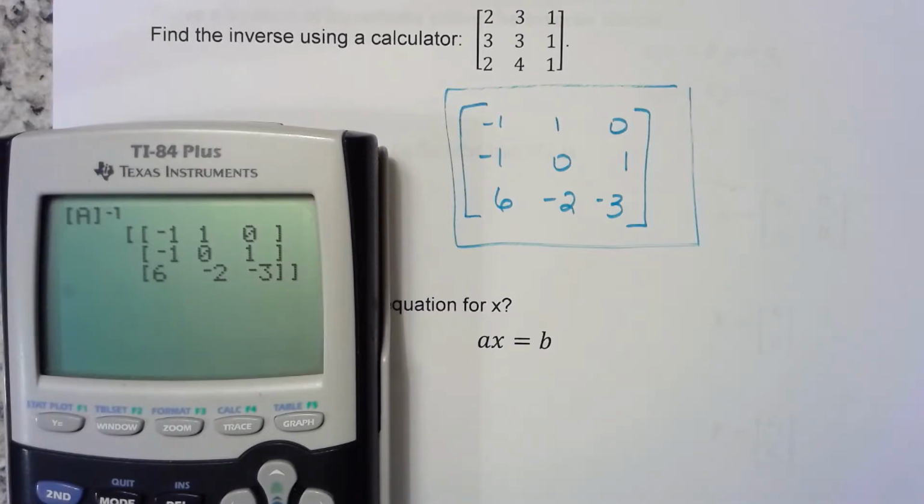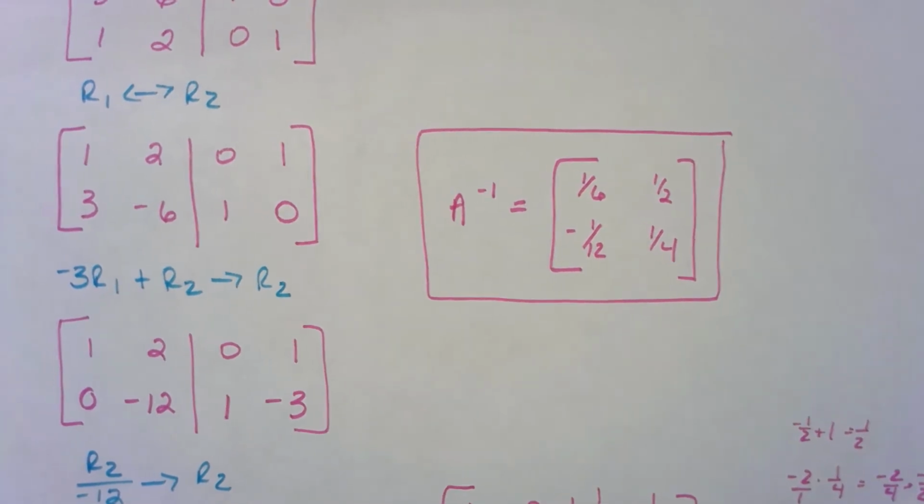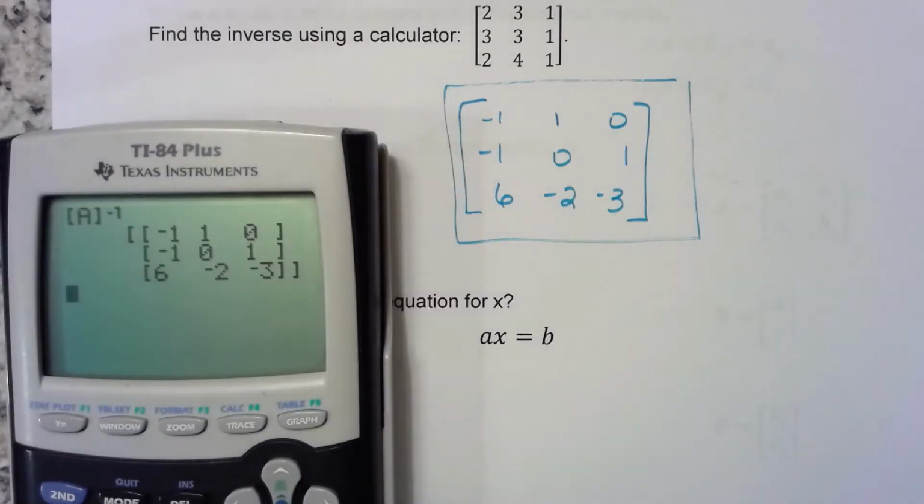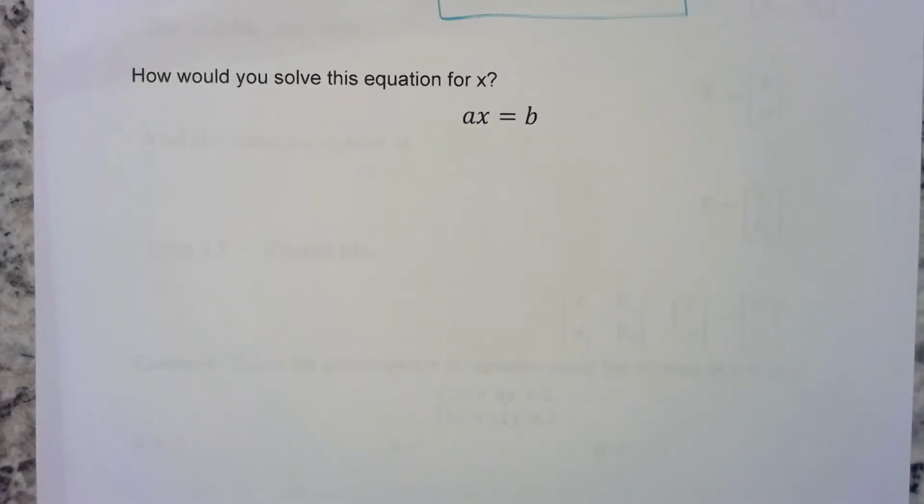So I know you can find these on your calculator. I just told you how to find it on your calculator. That does not mean you do not need to know how to do what we did on the previous page. You do need to know how to do that. But for what we're about to learn, to make the process go faster, we're going to find the inverse matrix on our calculator. Okay? So before we do that, how would you solve this equation for x?